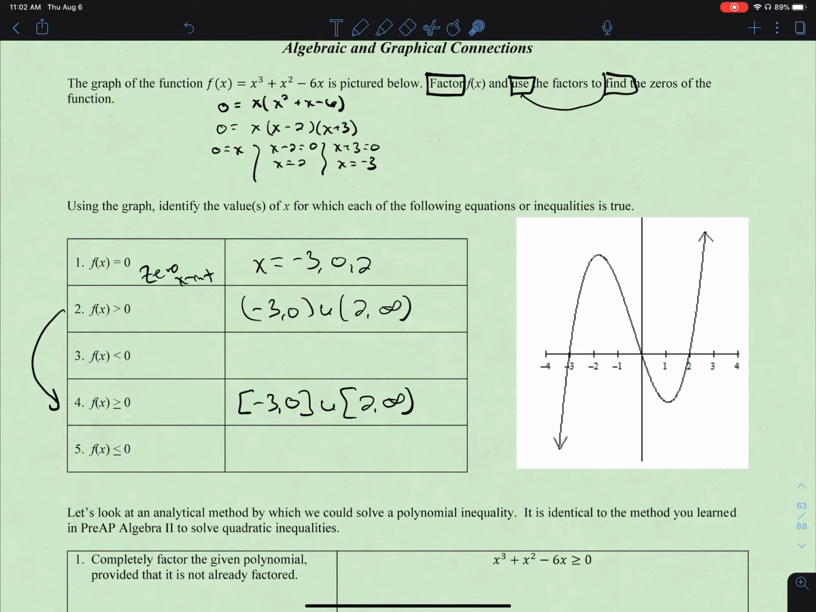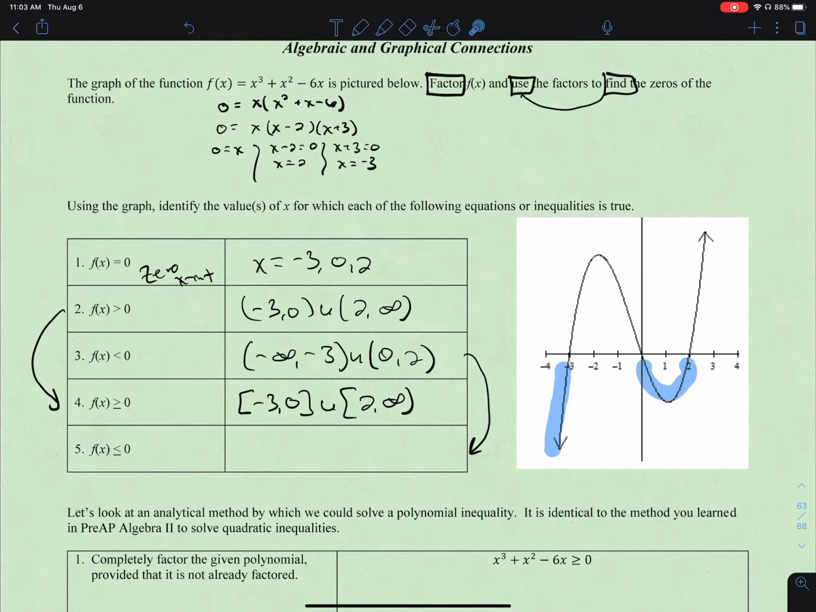All right, when is f of x less than 0? When is y less than 0? When is y negative? When is the graph below the x-axis? That's what it's asking for. It is below the x-axis to the left of -3 and between 0 and 2, all non-inclusive. So that's negative infinity to -3, and then from 0 to 2, all non-inclusive. Question 3 and 5, I should say, are very closely related.